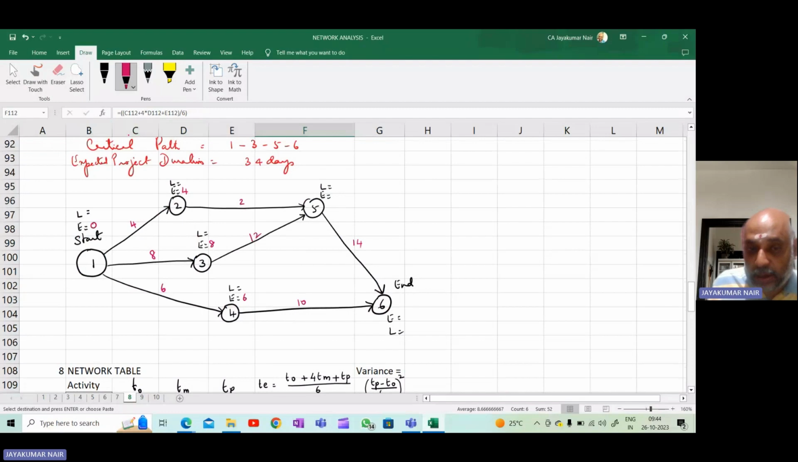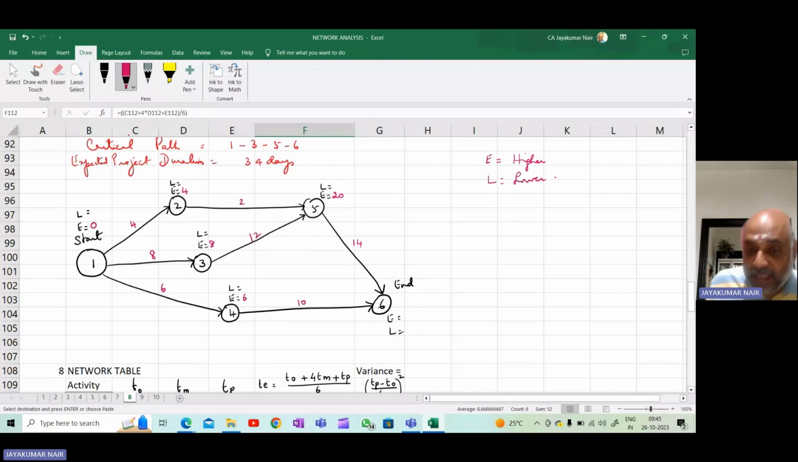Now coming to node 5. When you come to node 5, there are two arrowheads entering this node, from 2 and also from 3. So remember, to calculate the E value, you take the value which is higher, and for the L value, you take the one which is lower. So 4 plus 2 is 6 and 8 plus 12 is 20. You have to take the higher of the two as the E value.